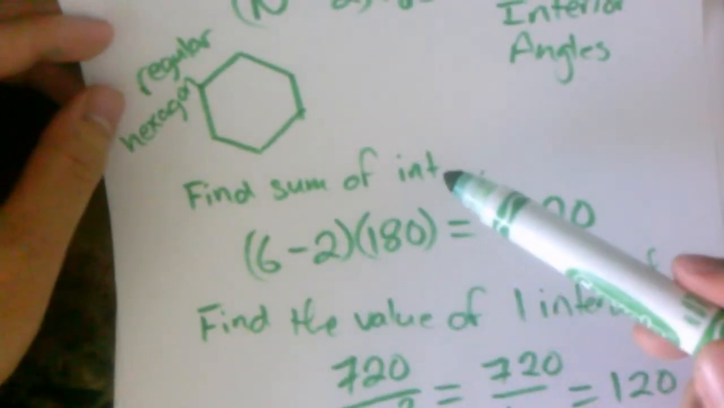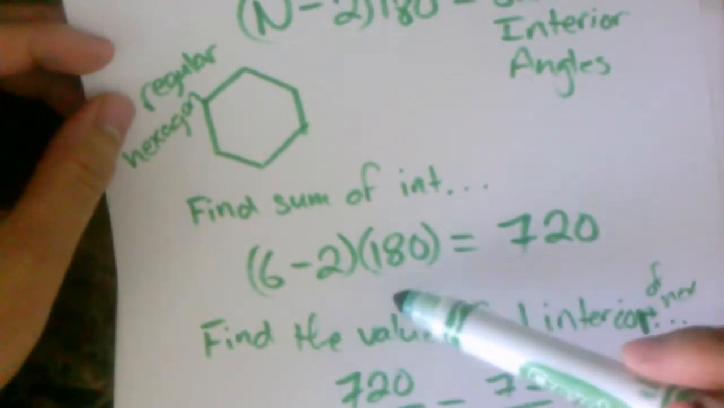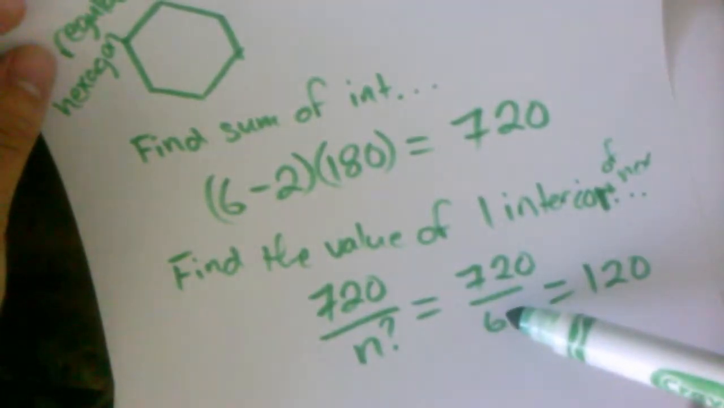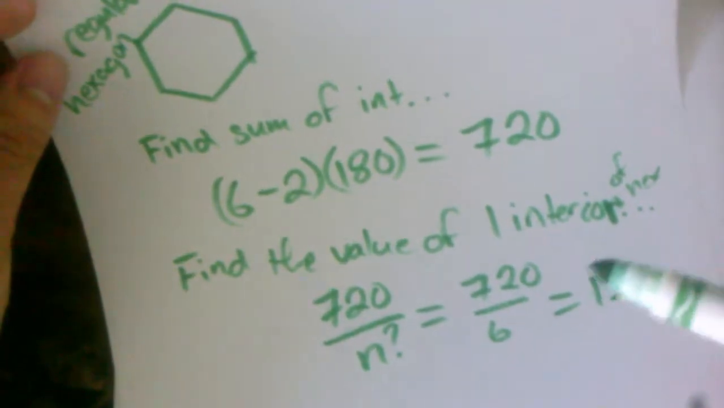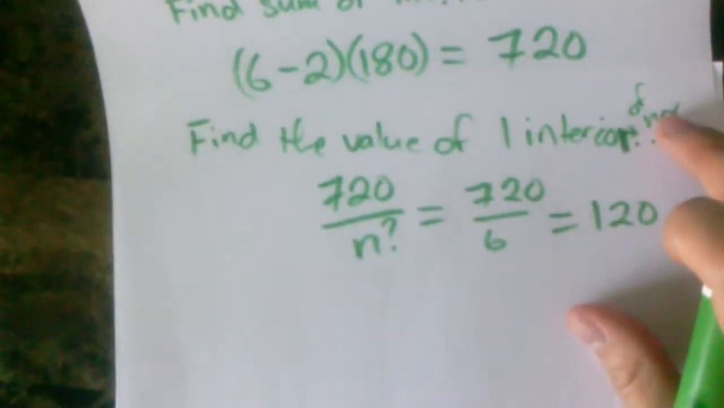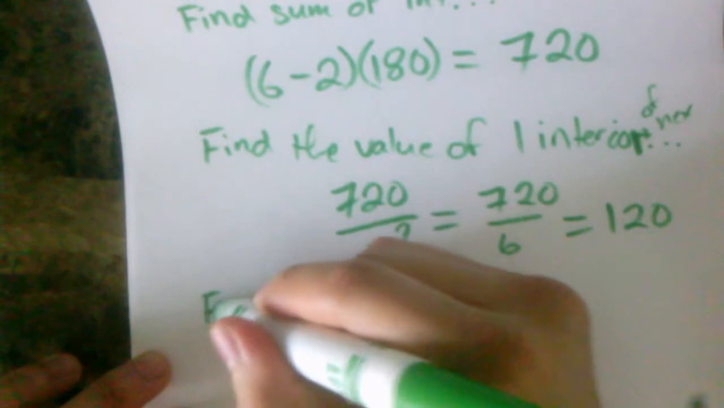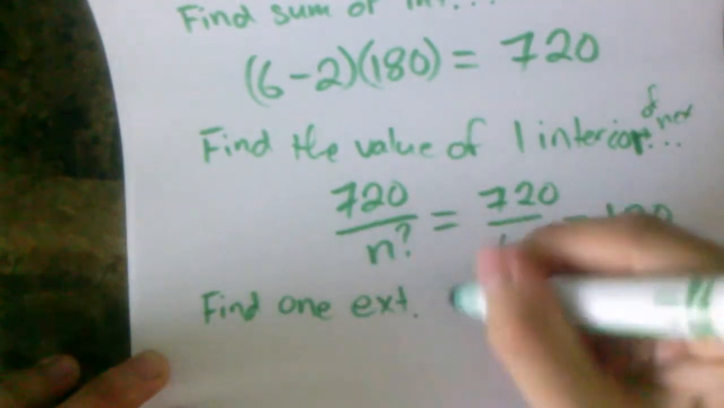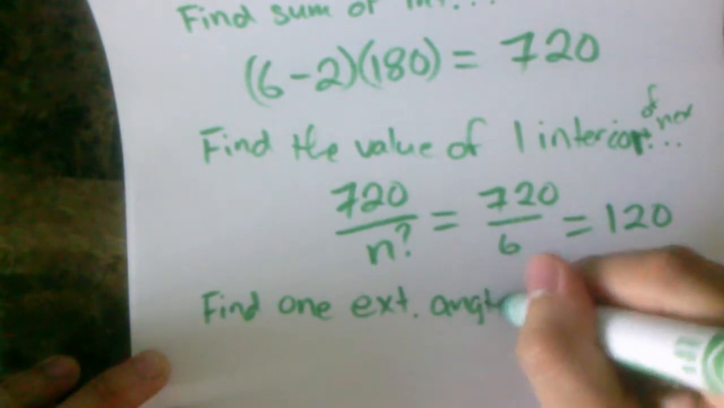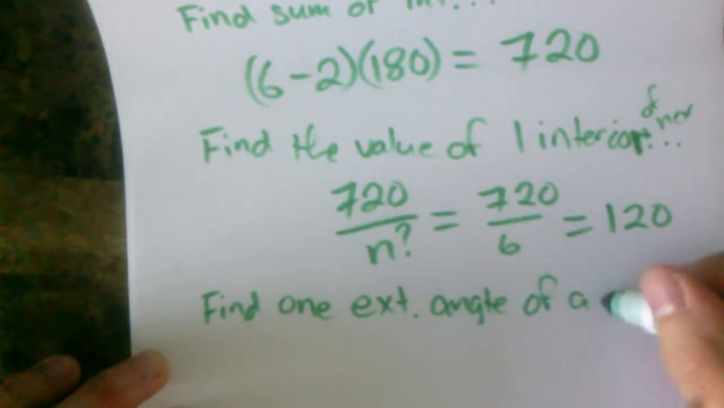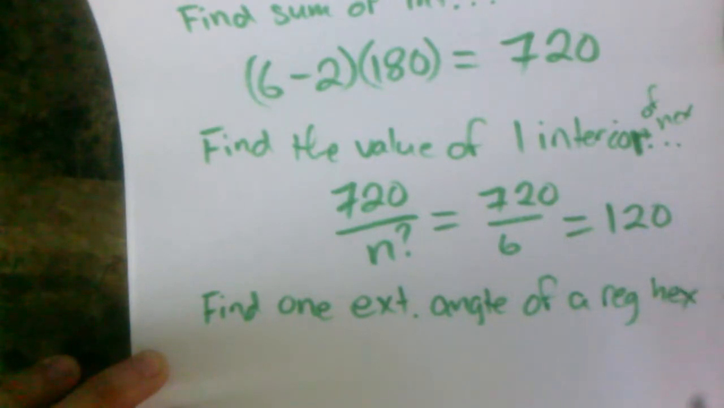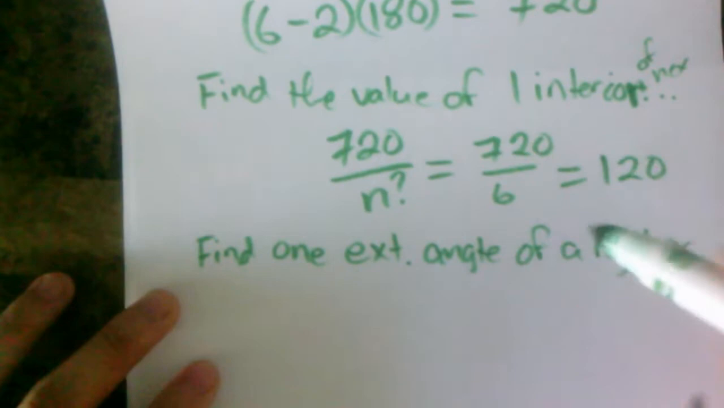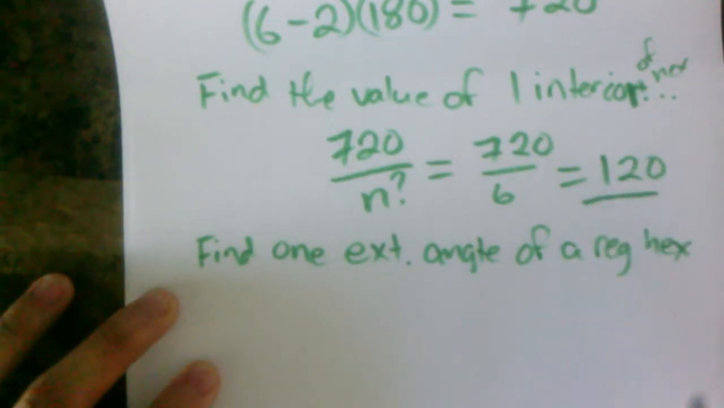So the sum of interior angles is all of them. So n minus 2 times 180 gives you all of the interior angles. Divided by n gives you one interior angle. And let's go one more step. Now I need to find one exterior angle. Exterior means outside of a regular hexagon. Okay? So now I have to find one exterior angle. Let's go ahead and add one more step. So I know that one interior angle is 120.